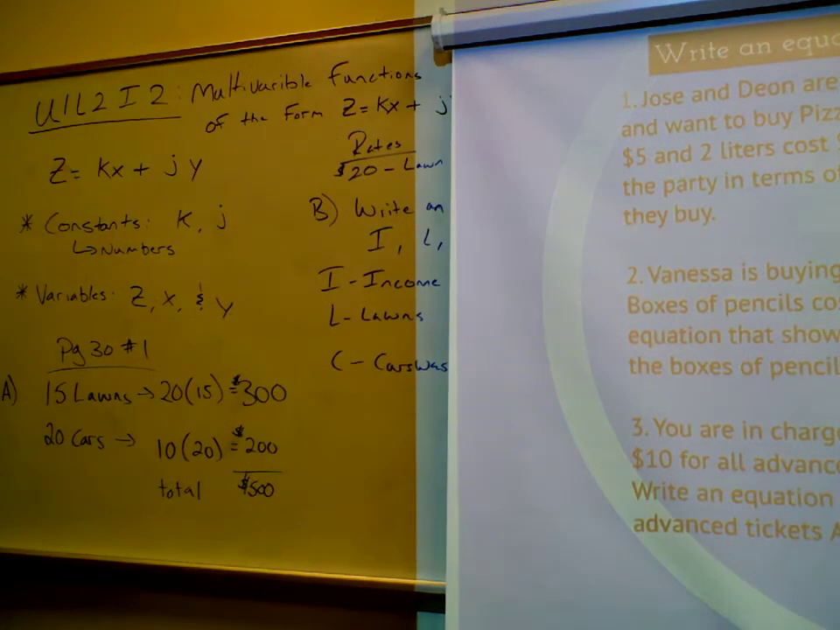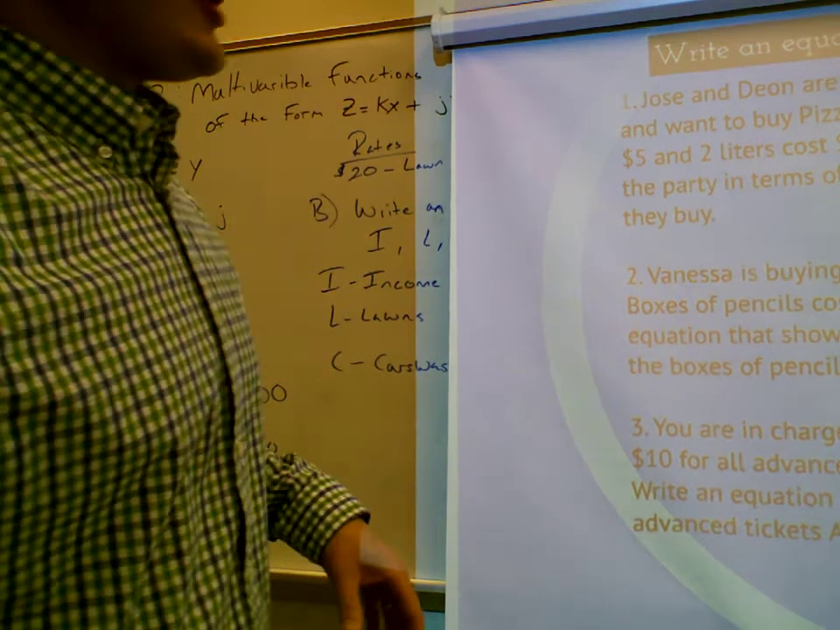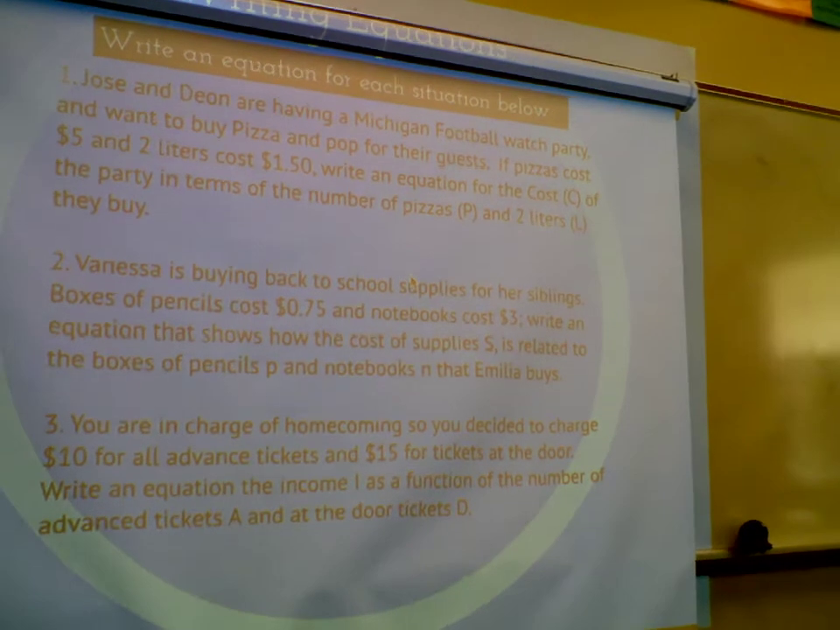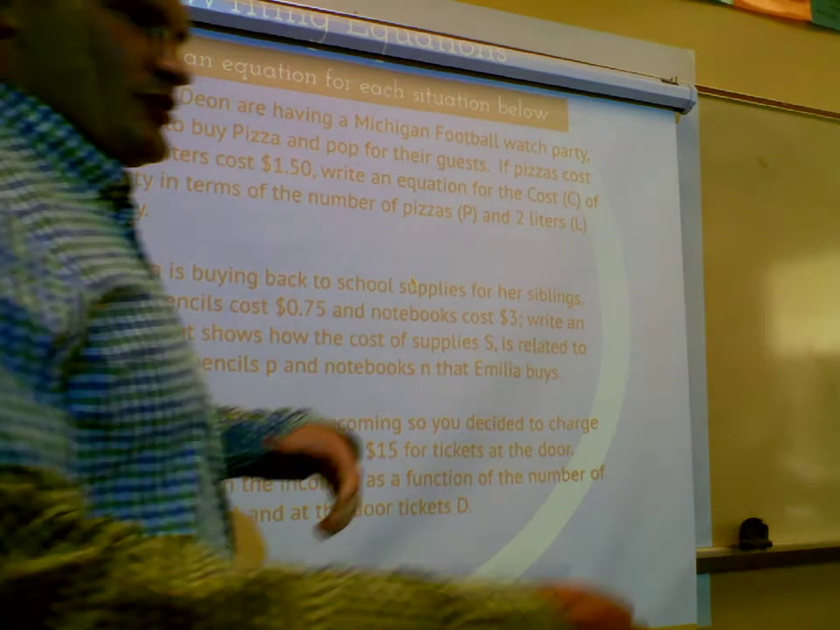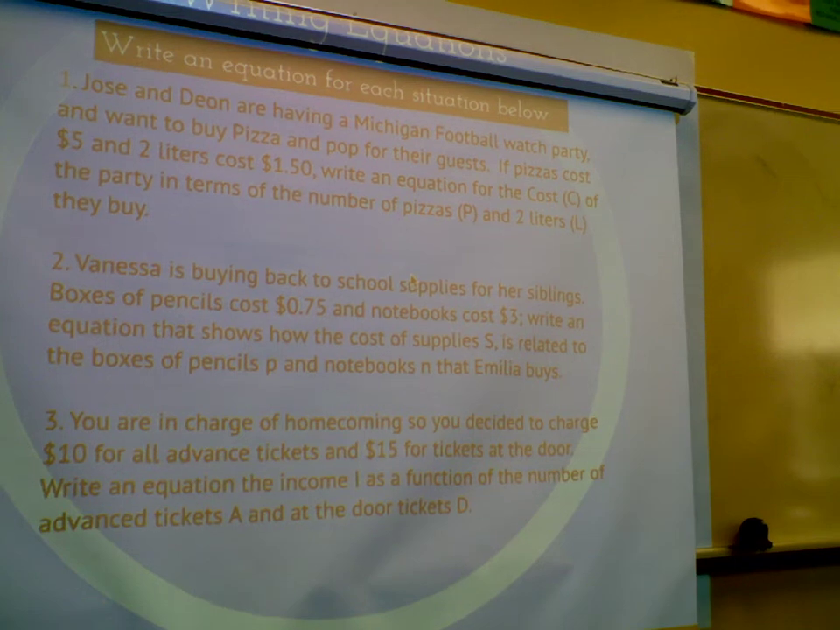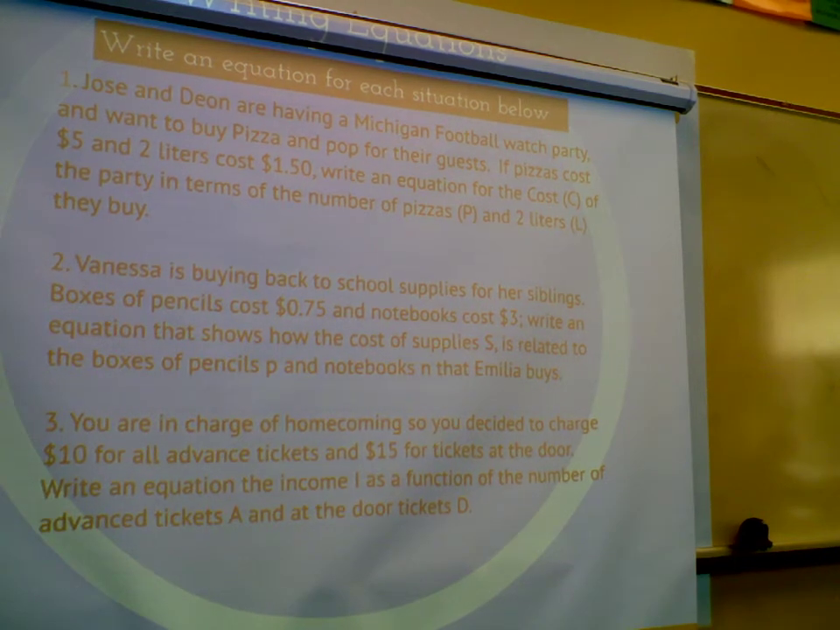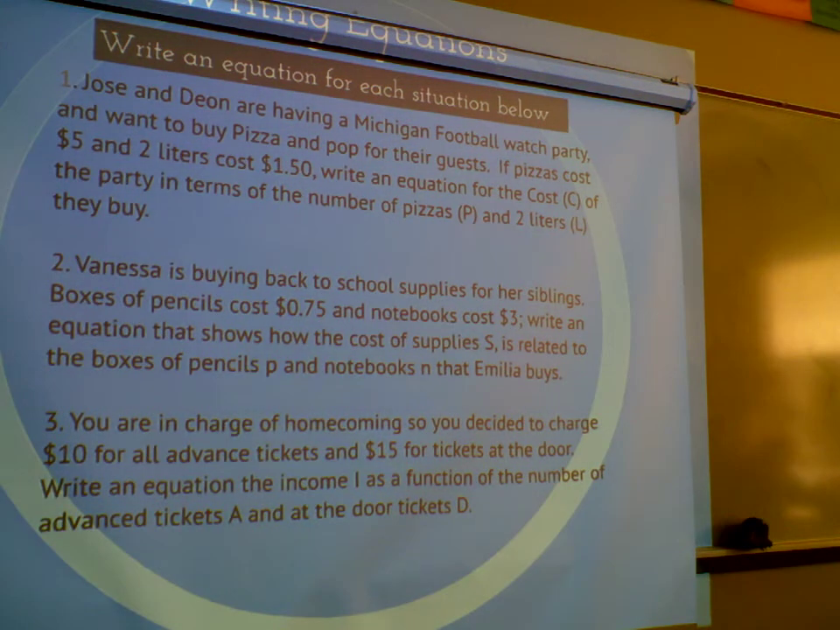All right. So write an equation for each situation below. We need to write an equation kind of like the I, L, and C equation we just wrote. The first one is Jose and Dion are having a Michigan football watch party. That means they're going to watch the game with their friends. They're inviting their friends over, and they want to buy pizza and pop for their guests. If the pizza costs $5 and 2 liters of pop cost $1.50, write an equation for the cost C of the party in terms of the number of pizzas P and 2 liters L that they buy.